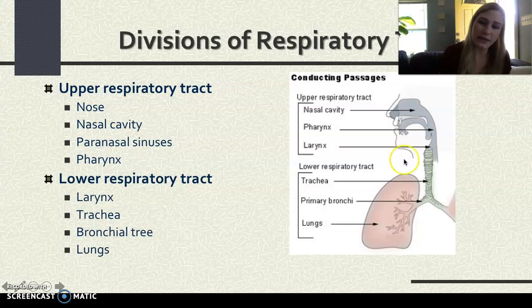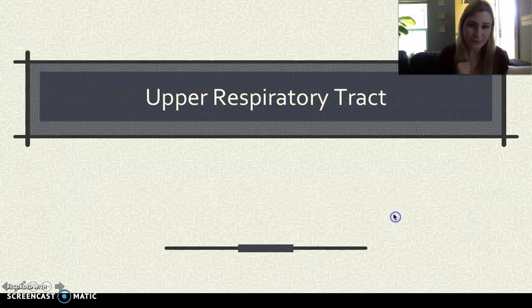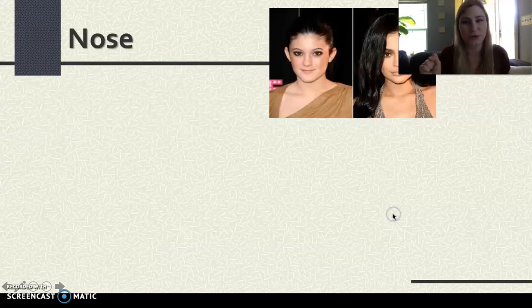Now, where it gets a little tricky is that some medical groups and organizations will say that the larynx is part of the upper respiratory tract. The larynx is right here. It's the top, it's a part of your vocal cords. Some people will say that the larynx is part of the upper respiratory tract, while others will say it's part of the lower. Really, it doesn't matter that much, just as long as you know that it exists and what it does. So, diving into the upper respiratory tract.